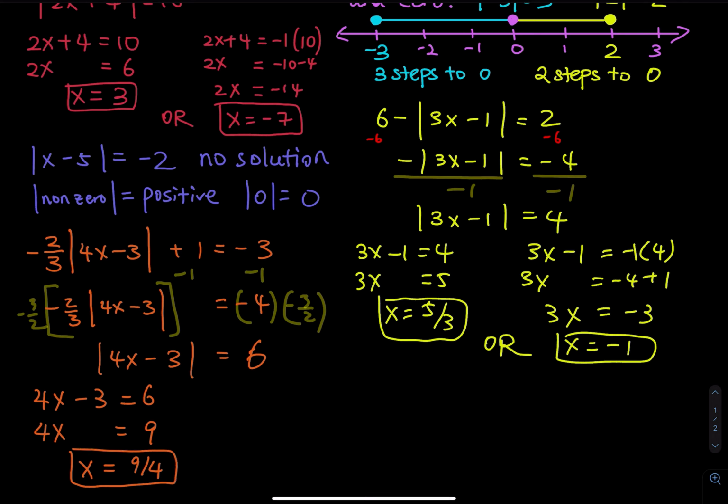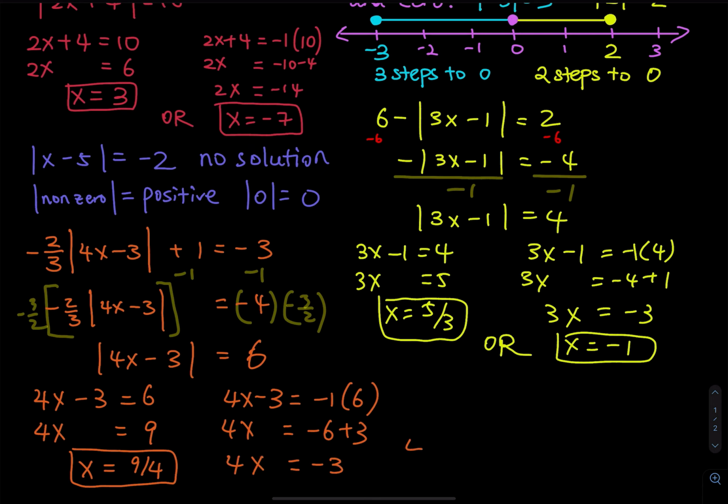And then on the other side, you have 4x minus 3. You negative the other side, so you multiply the entire right-hand side by negative 1. So you have 4x equals negative 6 plus 3, which is negative 3. And then you have x equals negative 3 over 4.